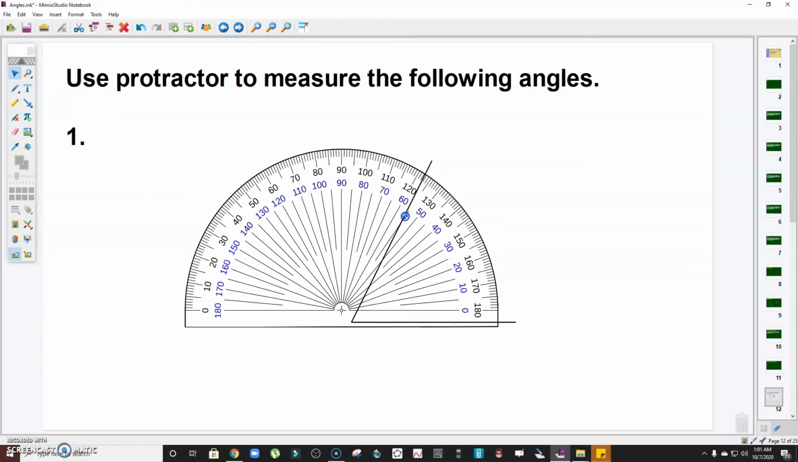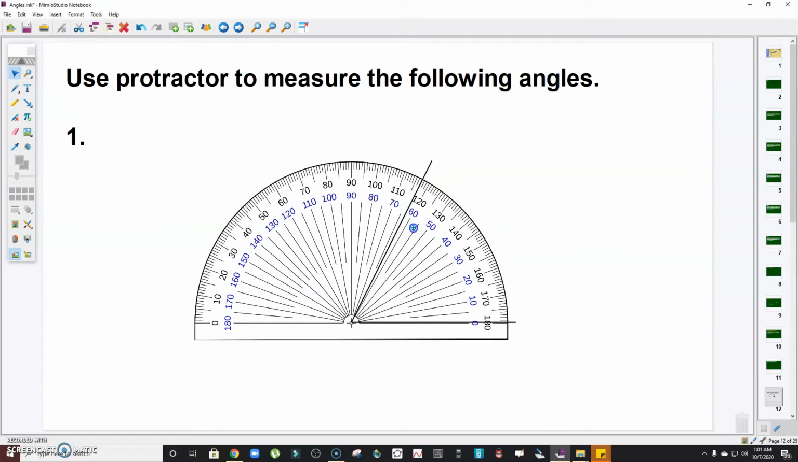Again, I'm going to place it on the vertex, as shown. And this one is the initial side. See that? Then, of course, we're going to look at the color blue. This is 60, and then it's 63. It lines up with 63. So again, the answer in this one, the angle is 63 degrees. By the way, degrees is the unit of measure of the angle.